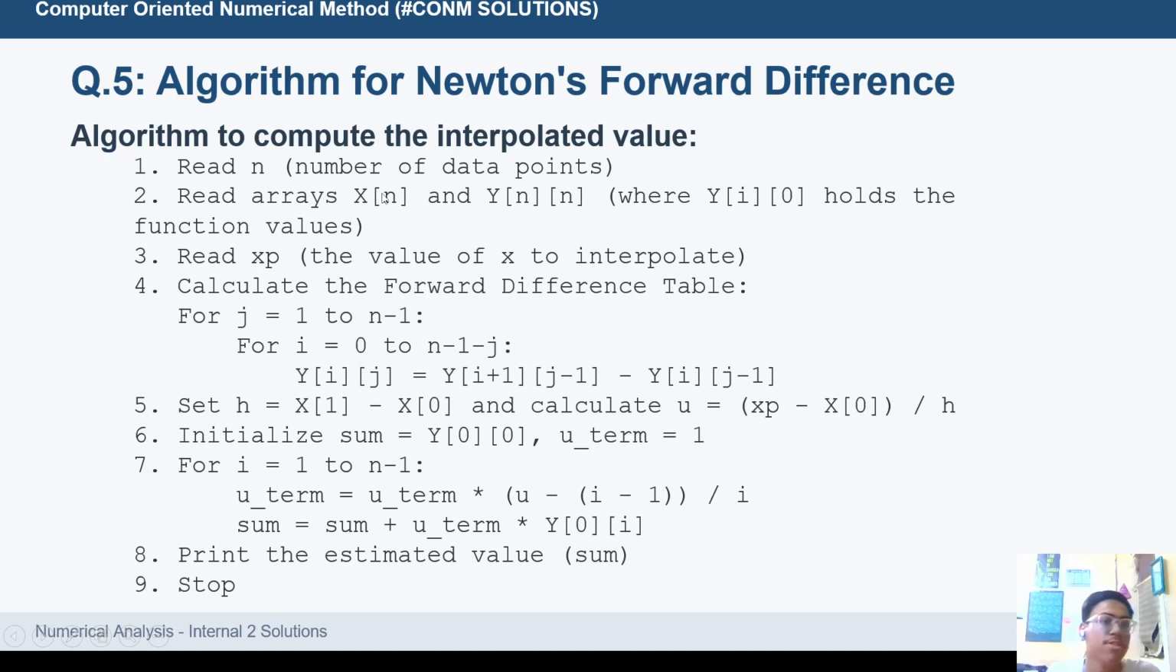So it is a very simple algorithm where we read the number of data points, read the arrays, read the interpolated values, form the forward difference table, find the values of h and u, initialize sum with y[0][0] and u term equal to 1. Then in the for loop, u term is equal to u term into this u part. Then sum is updated, and we print the sum and stop.